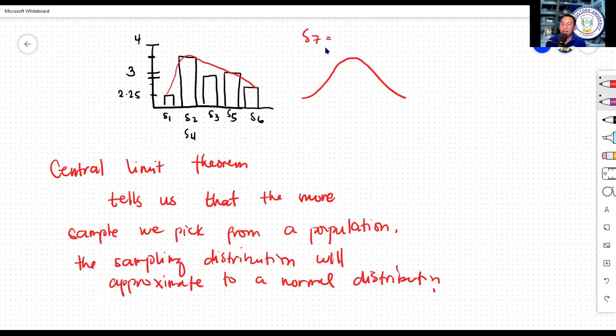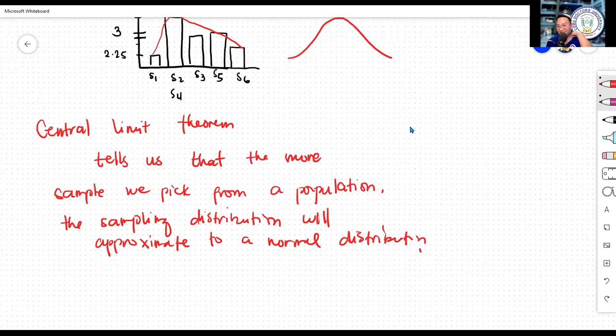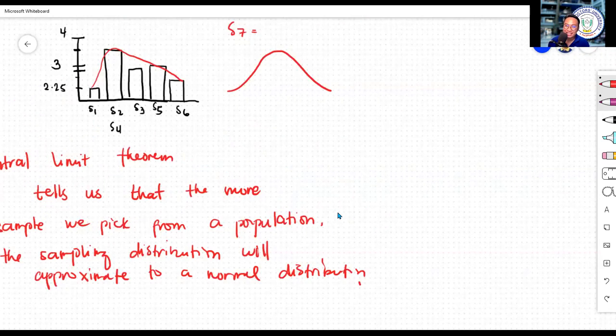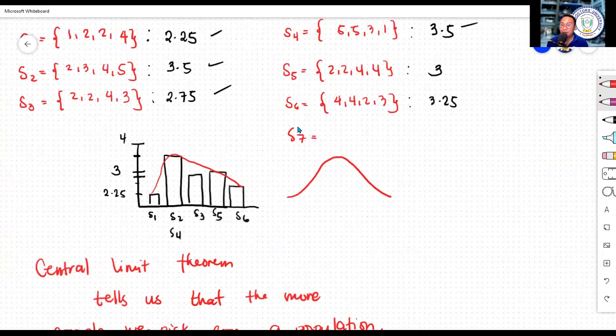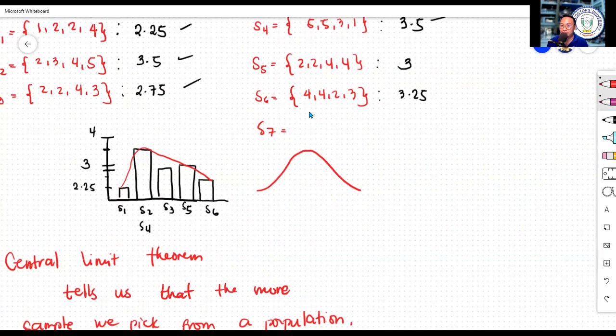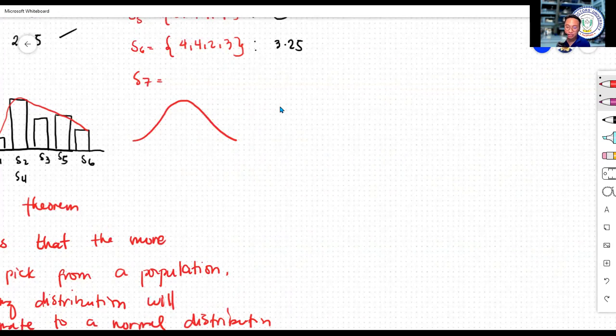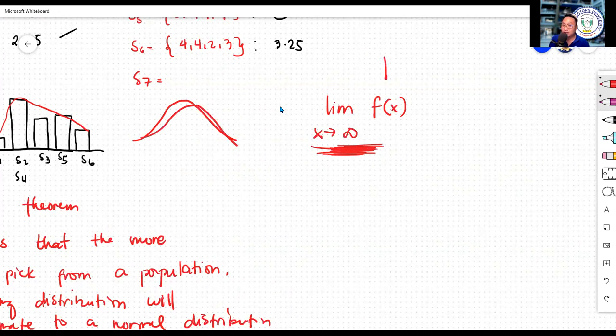Why central? If you recall your calculus, guys, what do we mean by increasing the number of elements? It's actually stating a function with a limit as x approaches infinity. The more your x becomes higher, and higher, and higher, the graph becomes like this. The function graph becomes like this. That's the whole idea.